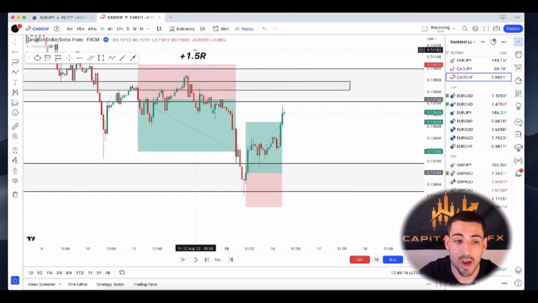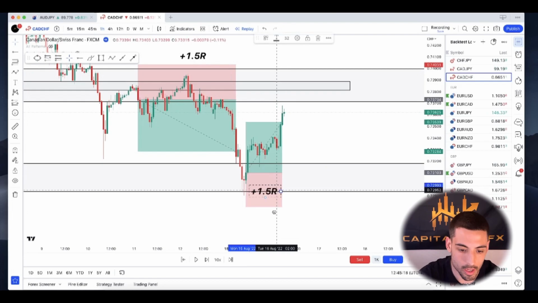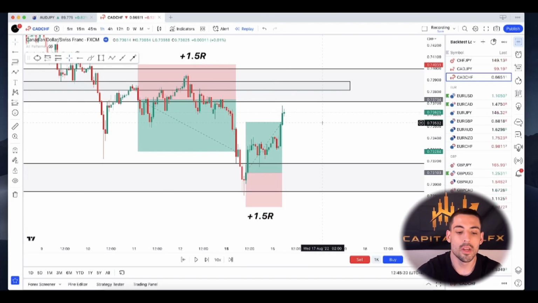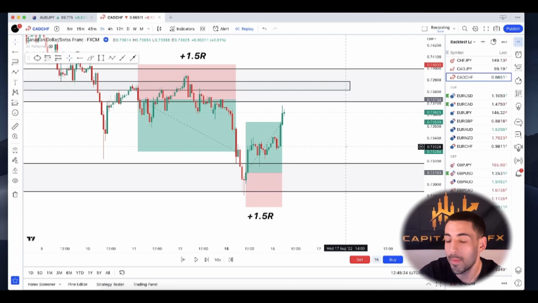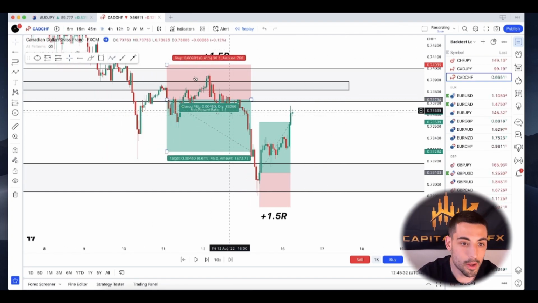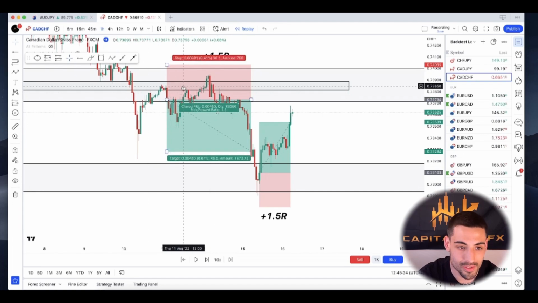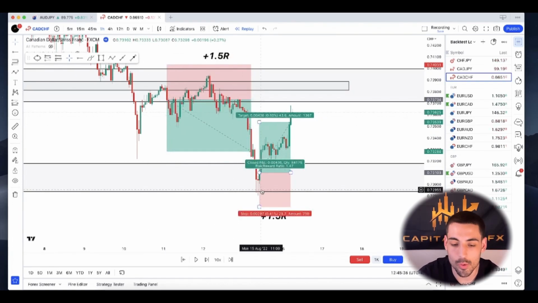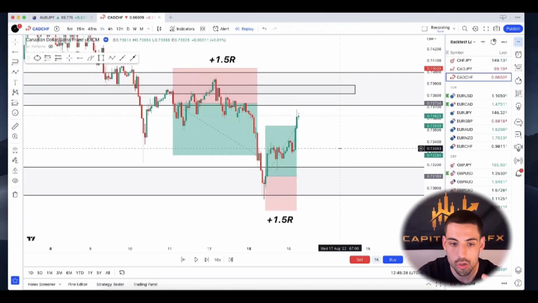So we can see this hit take profit yet again. So here's another plus 1.5R. So if we risked 2% on this, we would make 3%. If I risked 1% on this, we would make 1.5% back. So we could see a simple break and retest of a significant horizontal structure, and then a bounce into a significant structure. Just literally super, super simple.